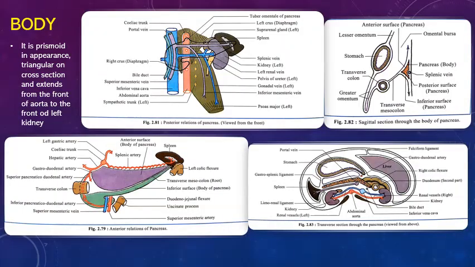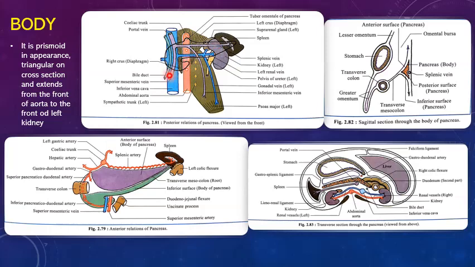Now coming to the body of the pancreas. The body is prismoid in appearance, and if you take a cross section, its shape will be triangular, and it extends from the front of the aorta to the left kidney. That's what we were discussing in the earlier slides, right? So the extent of the body is between the aorta and the left kidney.